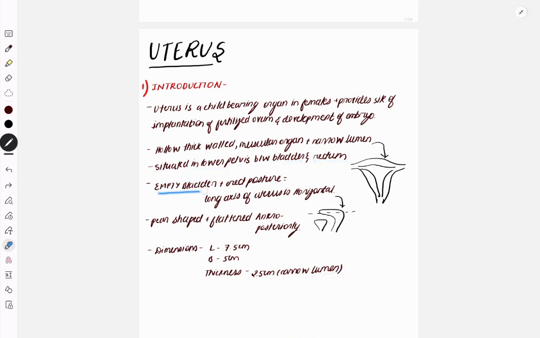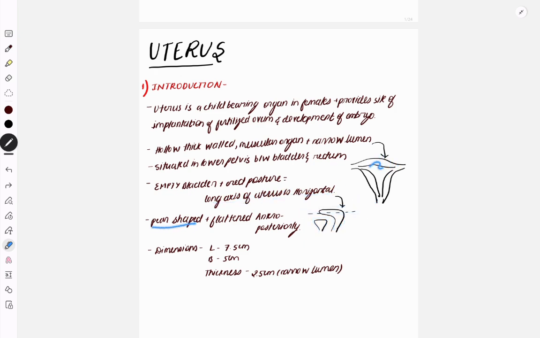If a woman has an empty bladder and is standing in an erect posture, the long axis of the uterus is supposed to be horizontal. So if she has an empty bladder and is standing in erect posture, the location of the uterus will be horizontal, and it will not be vertical. Therefore the long axis of uterus will be horizontal in case of an empty bladder.